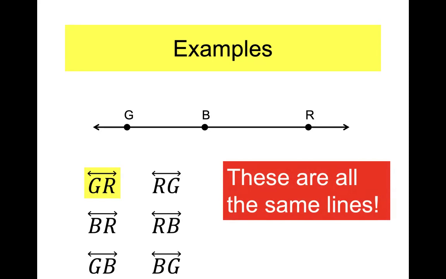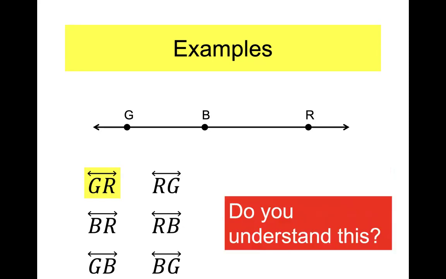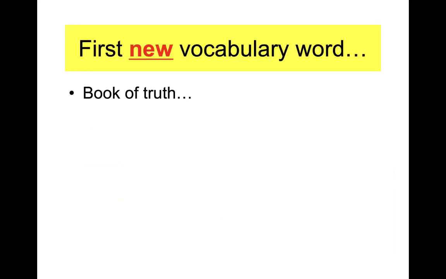Just pick 2 letters and away you go. Make sure you understand that. This is the first somewhat complicated concept in geometry. Lines can be named by any 2 points on the line. Of all the vocabulary we've done so far, you've probably been familiar with them. So here's your first one you're not familiar with.